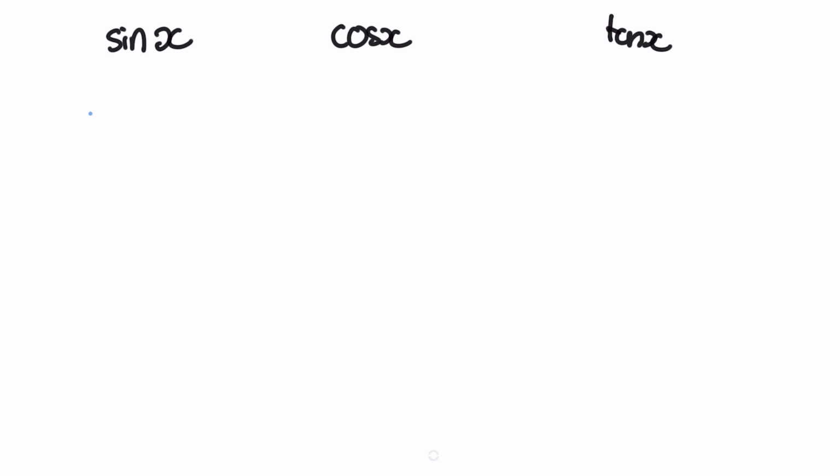So the first thing we need to know is how to do the derivative of our sine, cos, and tan functions. Let's start with sine. When you do the derivative of sine x, that just becomes cos x. Nice and simple. When you do the derivative of cos x, that becomes negative sine x.